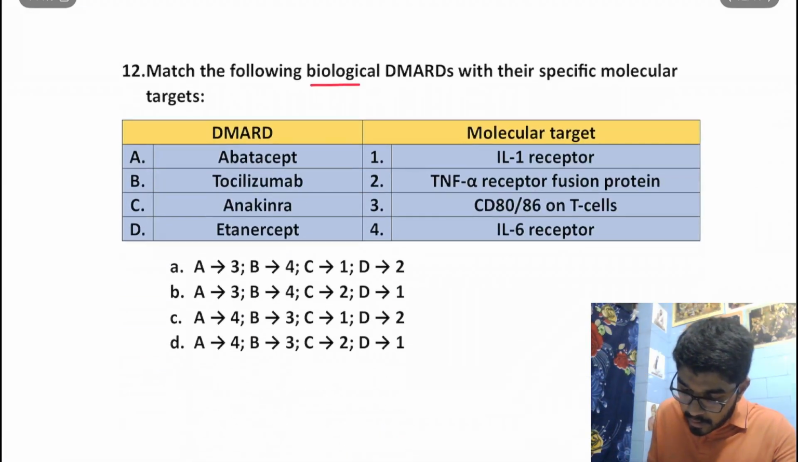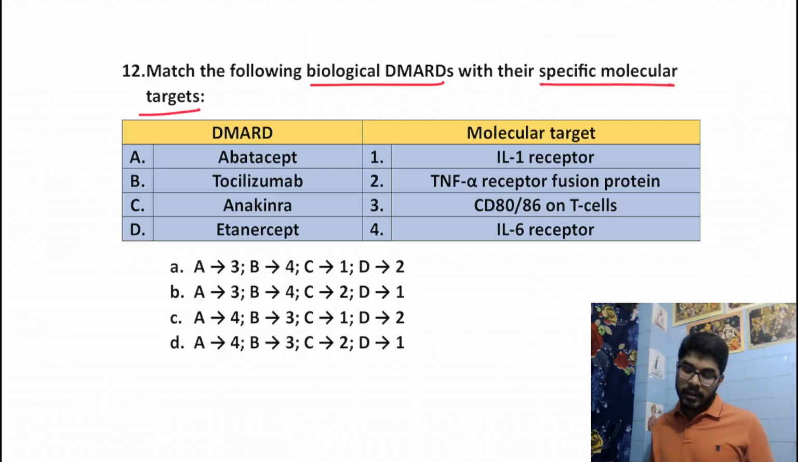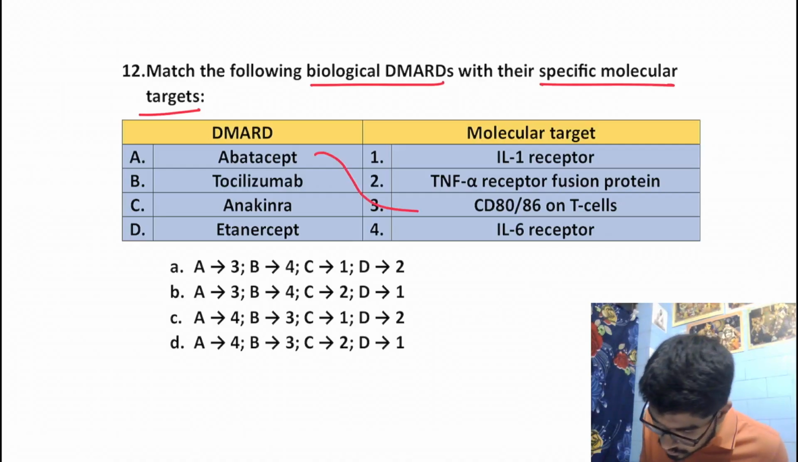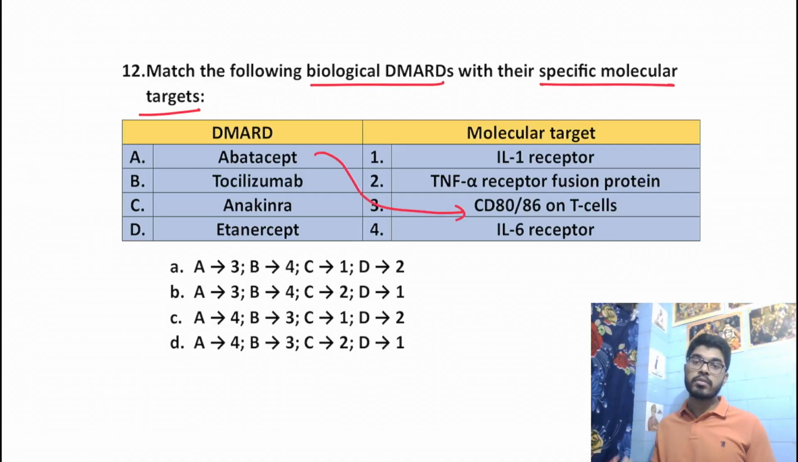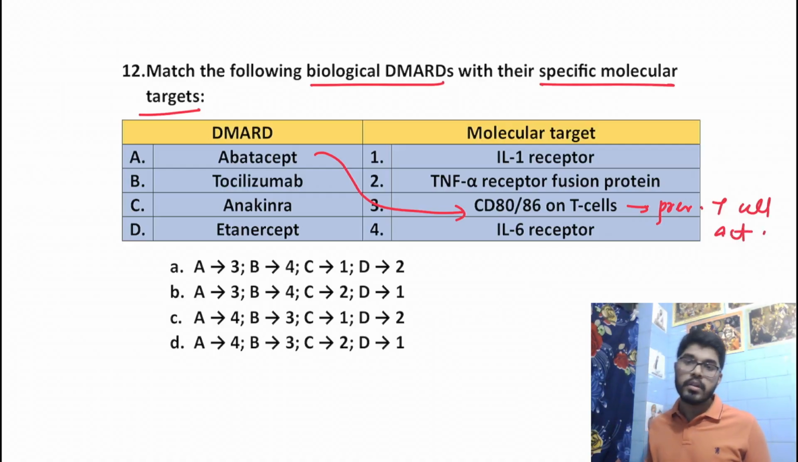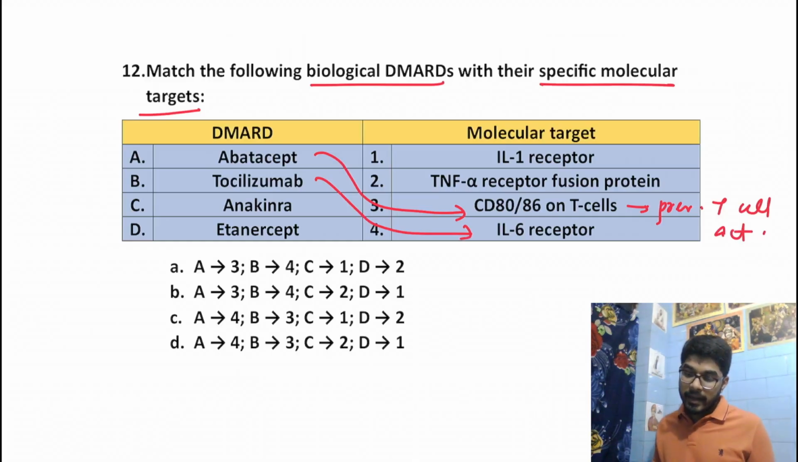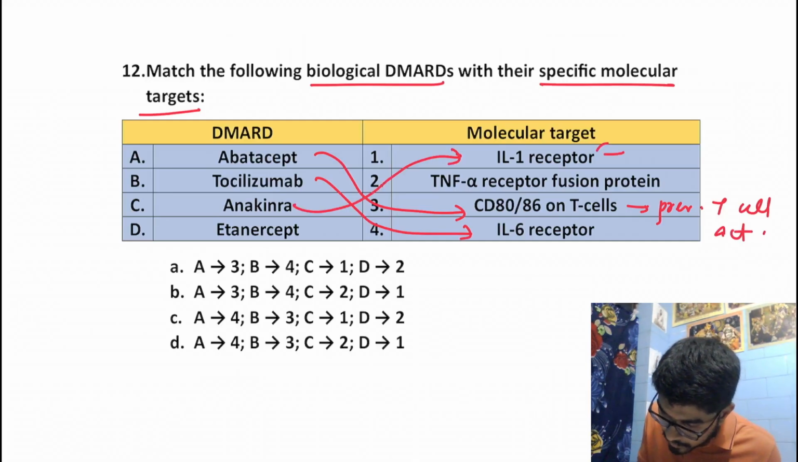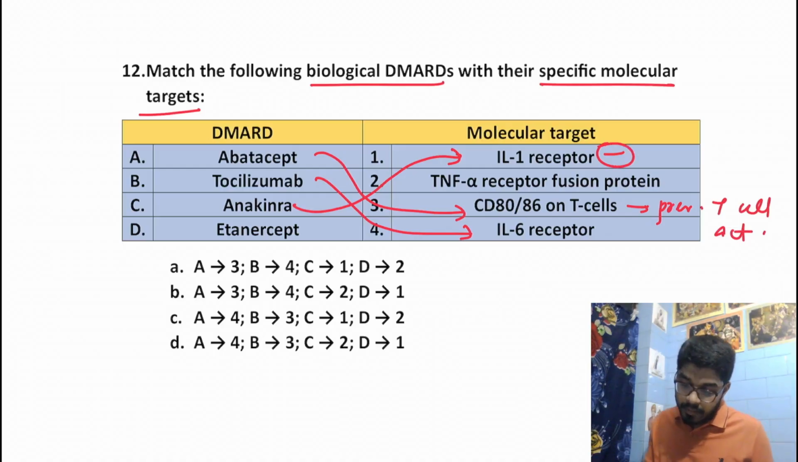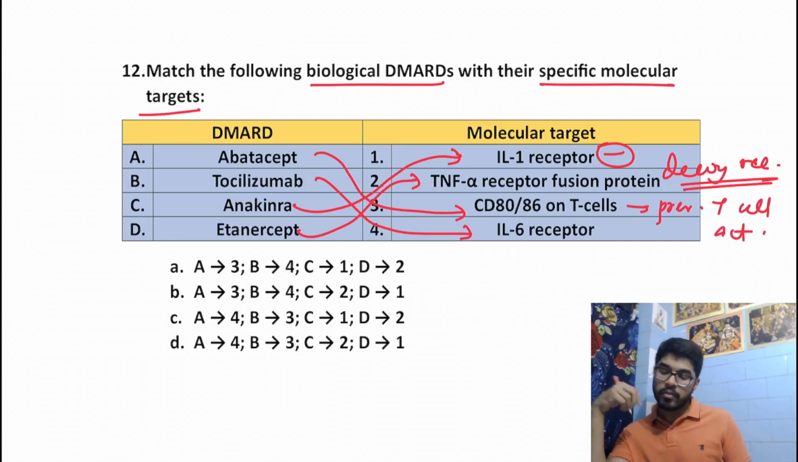Match the following biological DMARDs with their specific molecular targets. Now this is quite factual. Remember that abatacept acts on CD80/86, the co-stimulatory molecules on T cells, and prevents T cell activity. Tocilizumab is a monoclonal antibody that acts against interleukin 6 receptors. Anakinra is an interleukin 1 receptor antagonist, and etanercept is a decoy receptor, a TNF alpha receptor fusion protein.